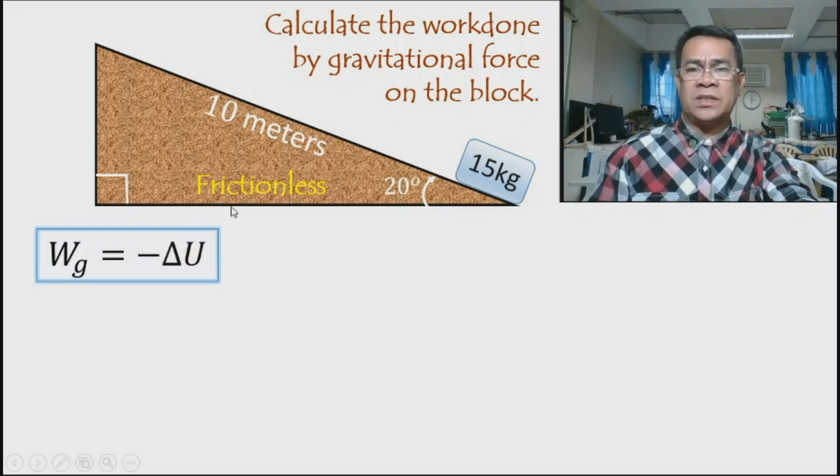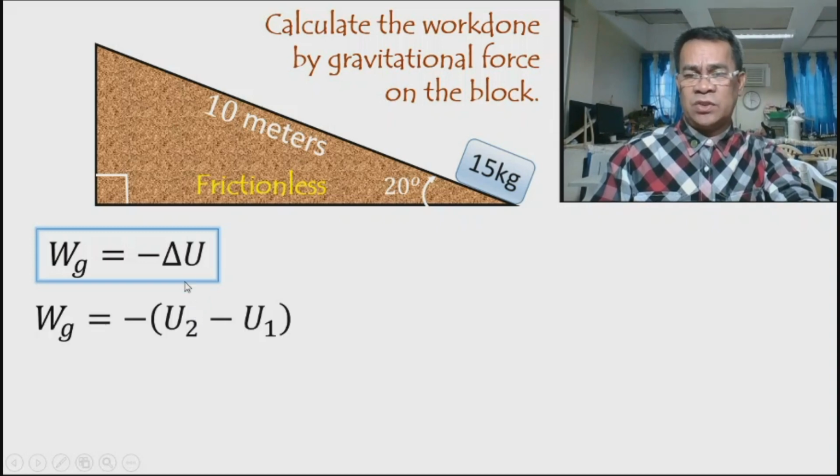Okay, so to answer this question, we need the formula we derived previously. Work done by gravity is the change in potential energy. What is change again? Change means final minus initial, so it should be written in this form, U2 minus U1. The question now is, how much is the initial? U1 means the initial potential energy. It should be at this point. And this U2 is at the lower part of the plane.